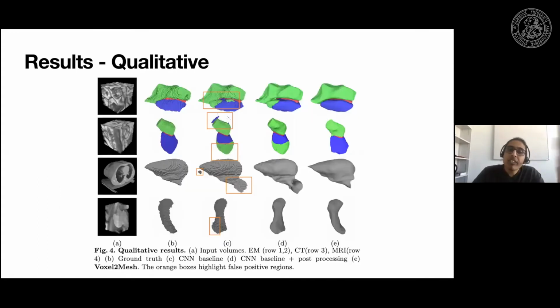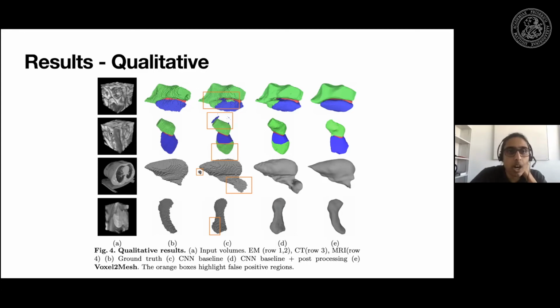But the more interesting things come when we look at the qualitative results, not the numbers. I mean, numbers, of course, you have better performance, but how does it come about? With UNet, what you notice is this type of false positive regions, or this type of topology errors. So before that, I will briefly explain the dataset.